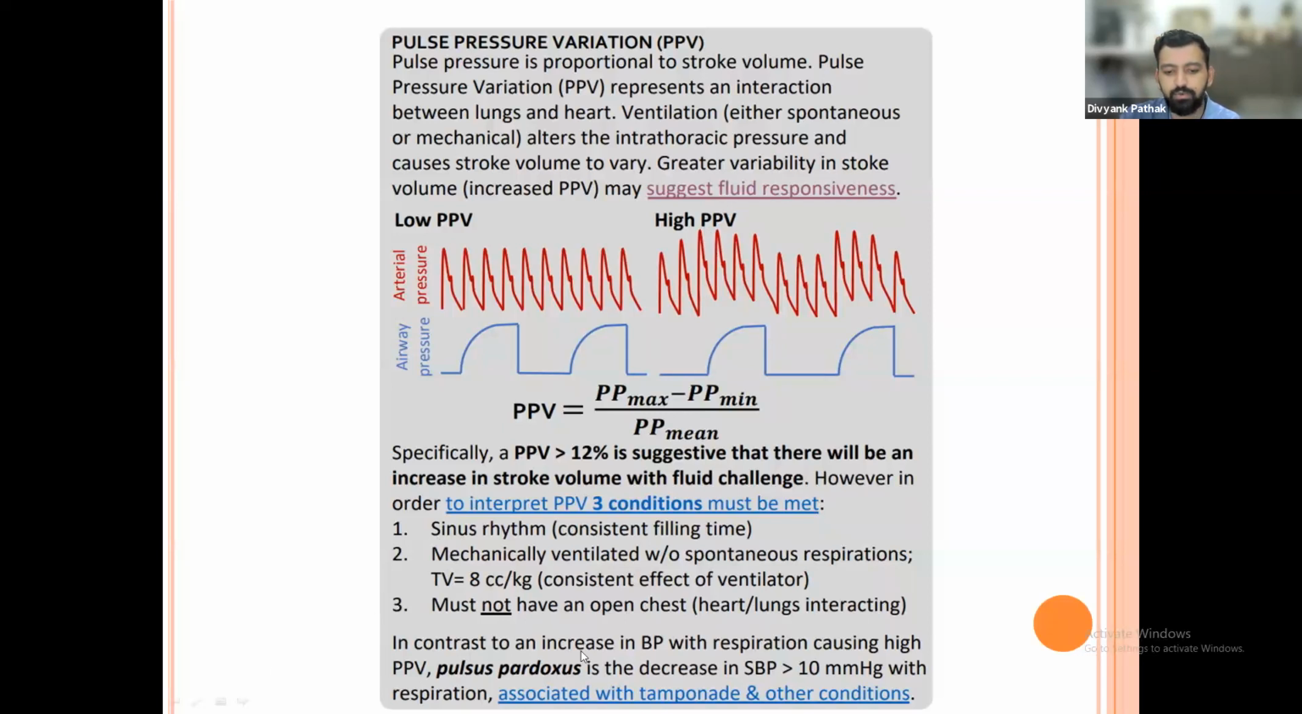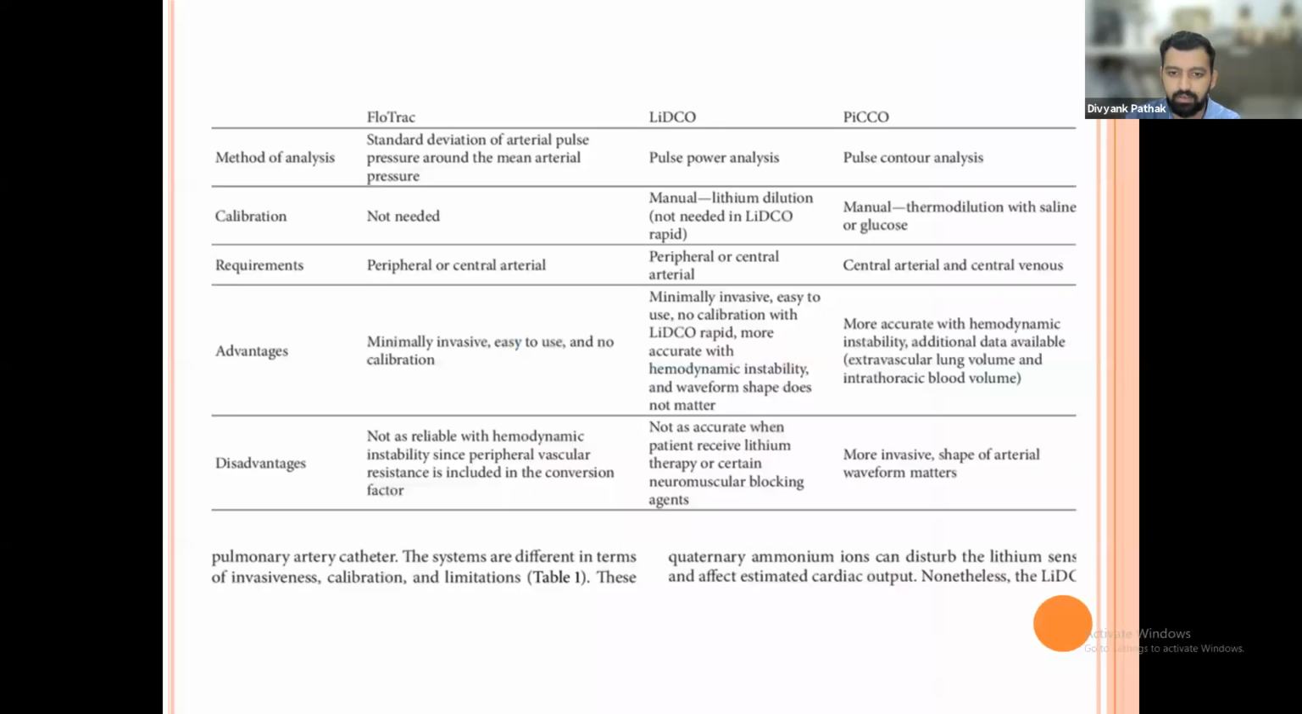In contrast to an increase in BP with respiration causing high pulse pressure variation, pulsus paradoxus is a decrease in systolic blood pressure of more than 10, which is associated with tamponade and other conditions. So if you see that in positive pressure the BP is going down, then suspect tamponade. If it is going up, then suspect fluid responsiveness. And there are many more differentials which we have learned. I hope you got that.